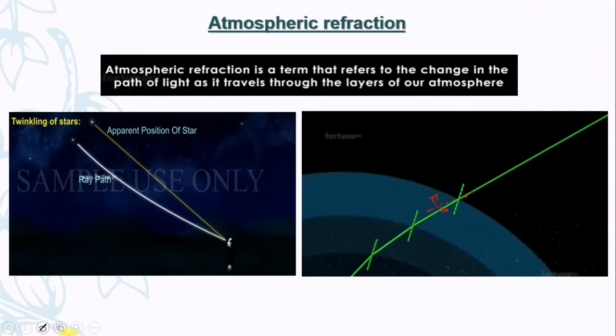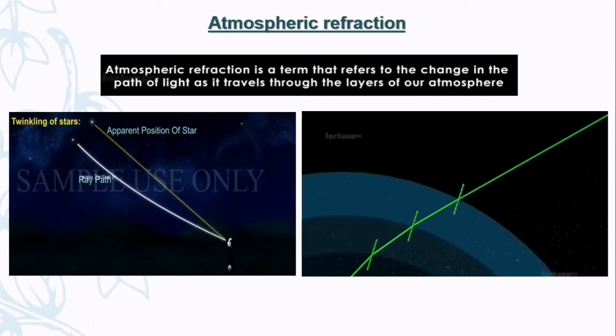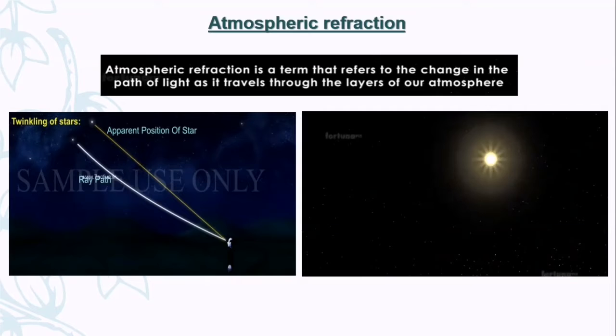Let's continue. They bend towards the normal. The change in the densities of air in the path of light makes the stars appear to continually shift from their position and gives an impression of flickering, which we refer to as twinkling.